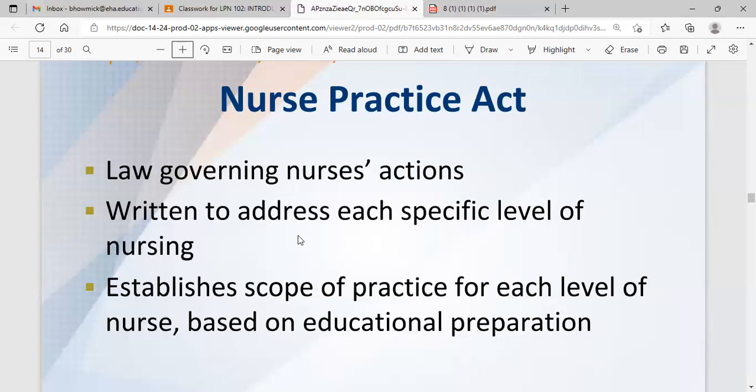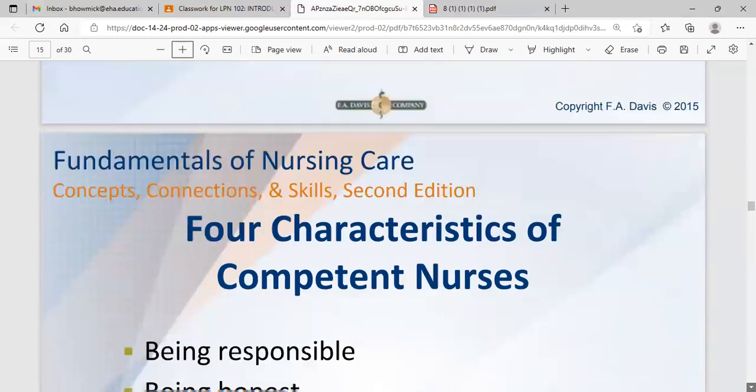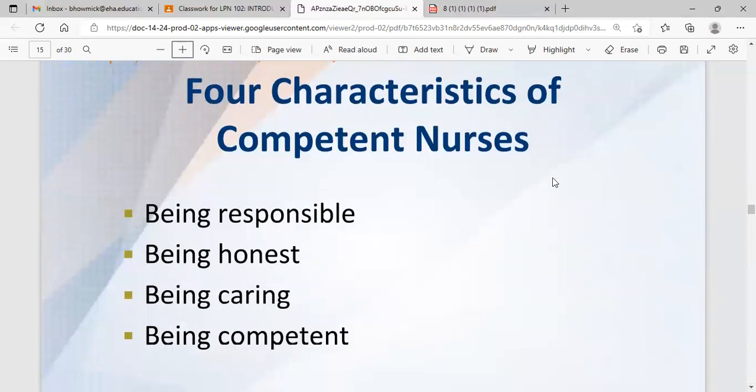Also, when we get our training, knowledge of your state Nurse Practice Act will help you in making nursing decisions and protect you against acts and decisions that could involve you in a lawsuit or criminal prosecution.